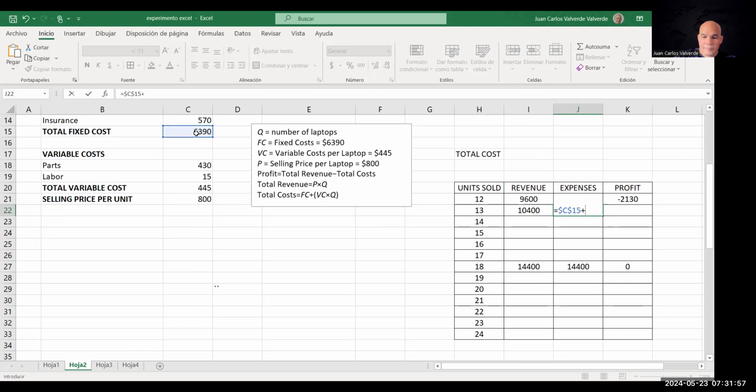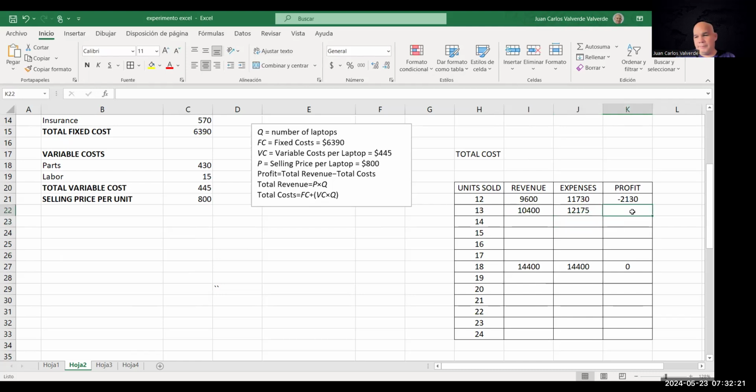Plus number of units sold times variable cost. Okay, let me make this an absolute reference too. Okay, close parentheses, and there we go. So the profit in this case would be negative, right? Yeah, revenue minus expenses. That's also negative. So here we go.